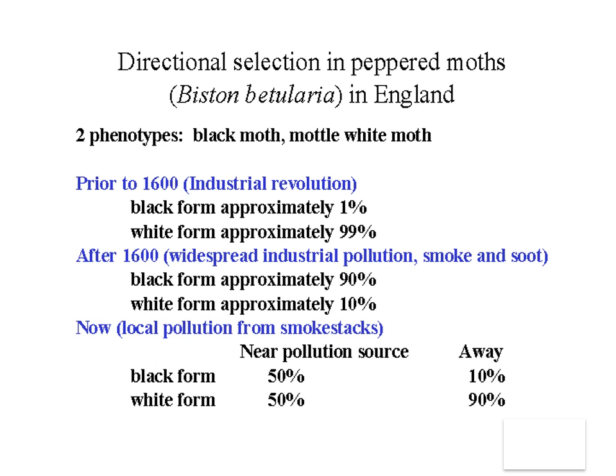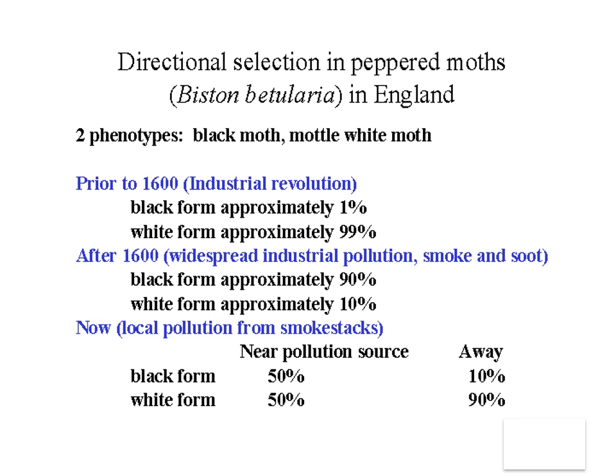After 1600, when the widespread industrial revolution was taking place and there was lots of pollution, smoke, and soot on the sides of buildings, the black variety made up 90% of the population of these moths, while the white form was only 10%. So they about flipped.